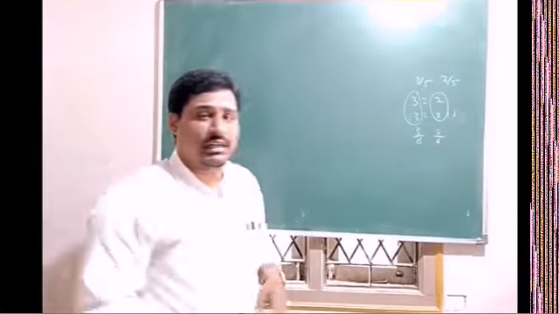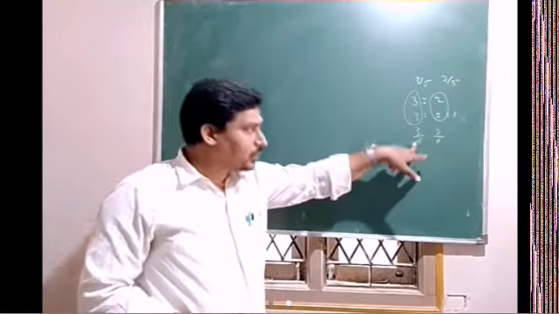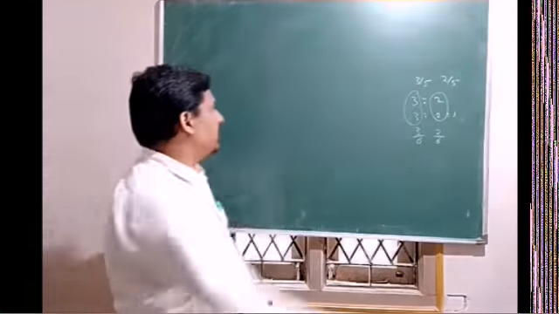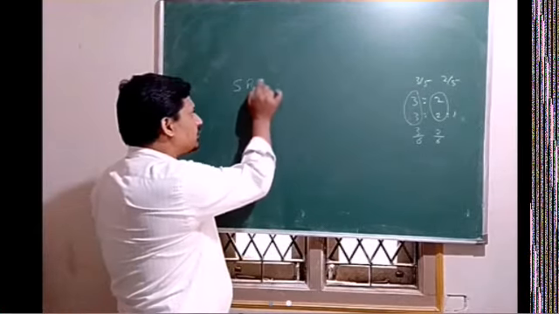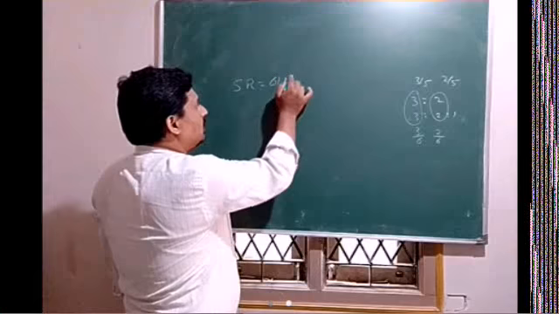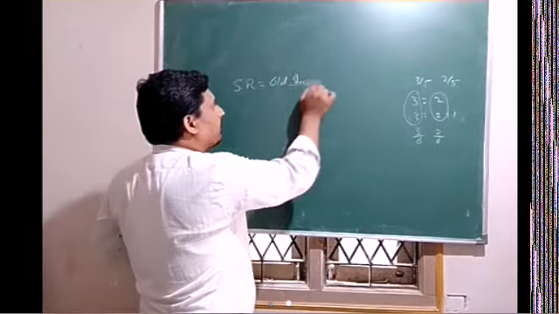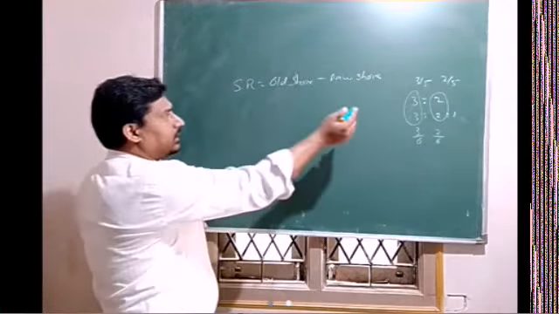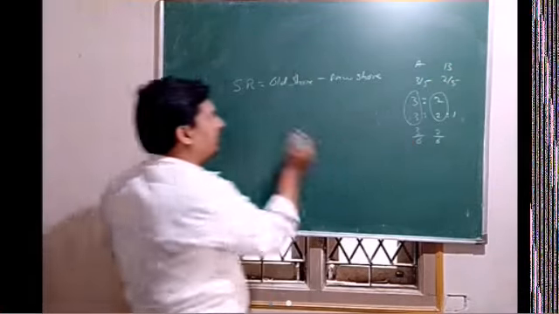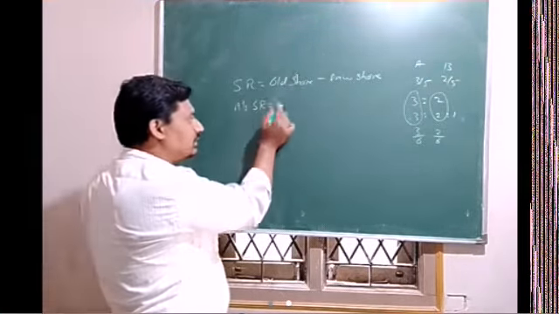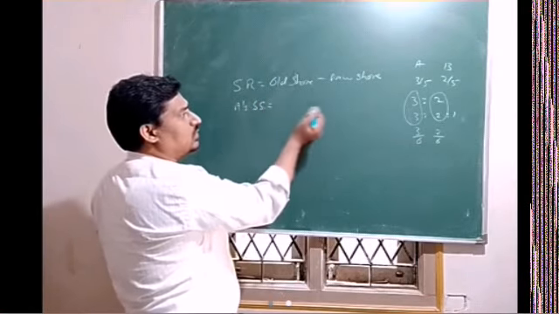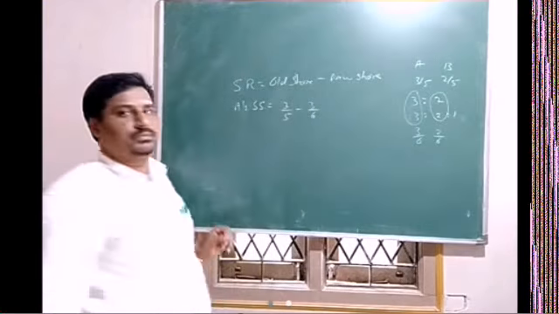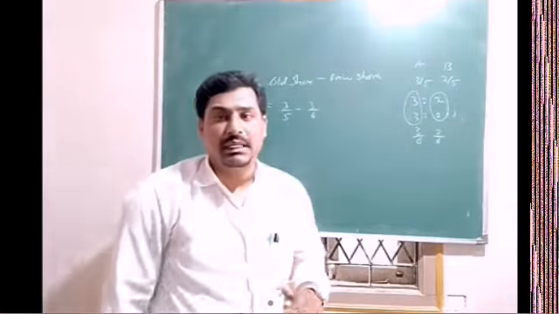And to get the sacrifice ratio, we have to deduct the new ratio from the old ratio, because the old ratio is bigger. So the sacrifice ratio is equal to old share minus new share. So if he is A and he is B, then A's sacrifice share is equal to 3 divided by 5 minus 3 divided by 6.